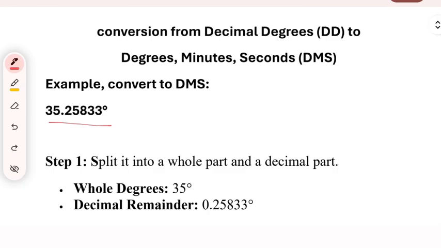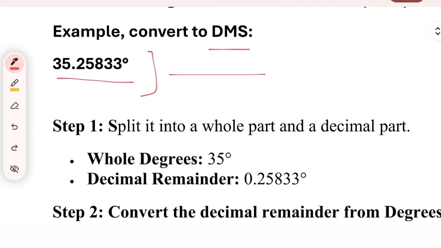This is an example of a decimal degree. As you can see, it's actually in degrees, but there's a decimal point. It's 35.25833 degrees. Now, if you want it in degrees, minutes, seconds, you need to convert this. It's actually quite easy. For step 1, we need to split it into a whole part and a decimal part. The first part is the whole degree, the second part is the decimal degree.